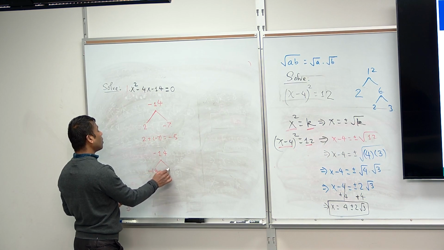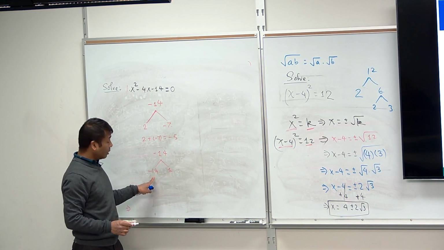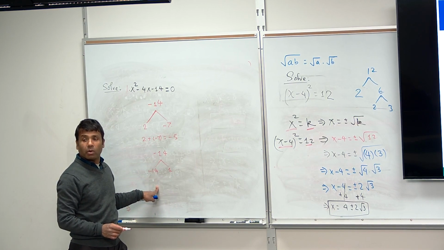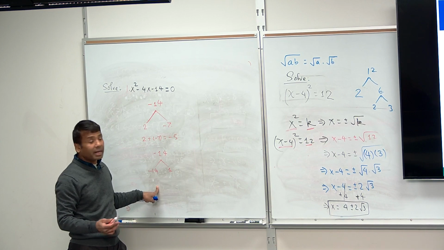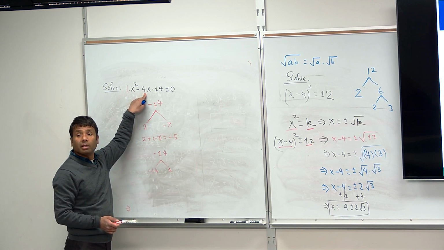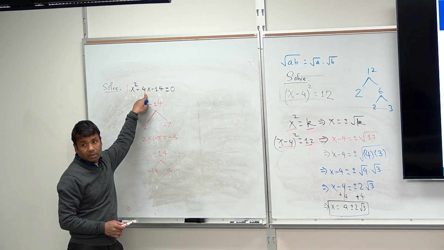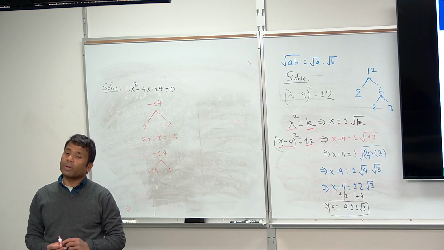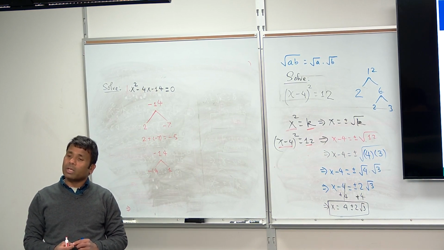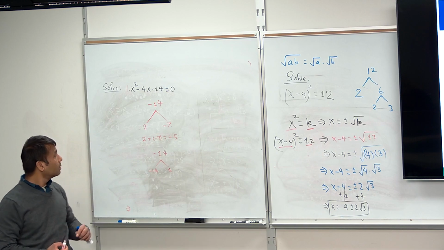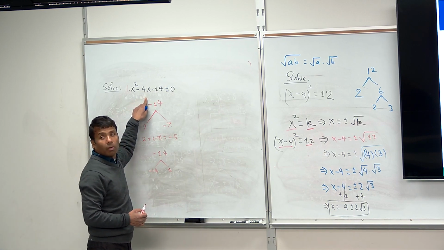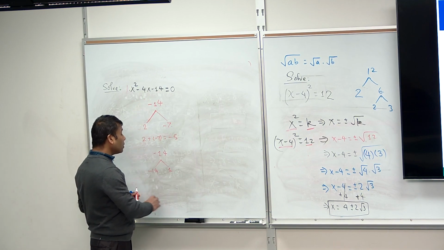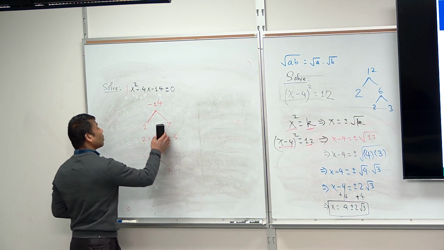Negative 14 times 1? If you multiply them, that will give you negative 14, right? But if you add them up, what is negative 14 plus 1? Negative 13, but we need negative 4. So you cannot find factors of negative 14 such that the sum is negative 4. Okay? So in that case, we have to use the completing the square method.